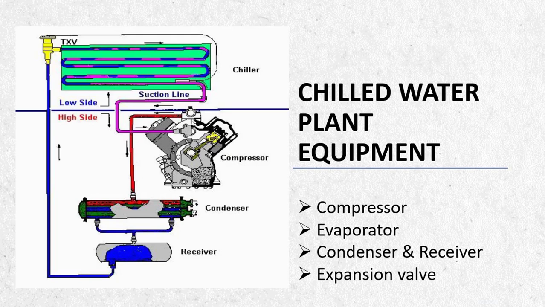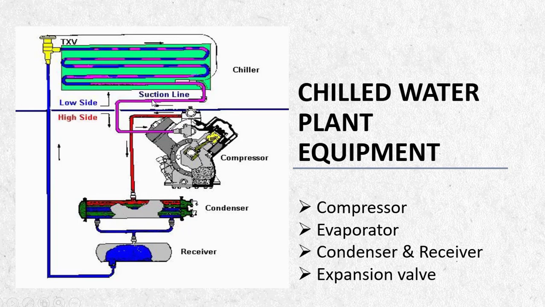Chilled water, main plant equipments. So compressor, as I told you, it is the heart of the system. From the compressor, it goes to the condenser. From condenser, it comes to the receiver. From receiver, it goes to the expansion valve. From expansion valve, it goes to the evaporator.